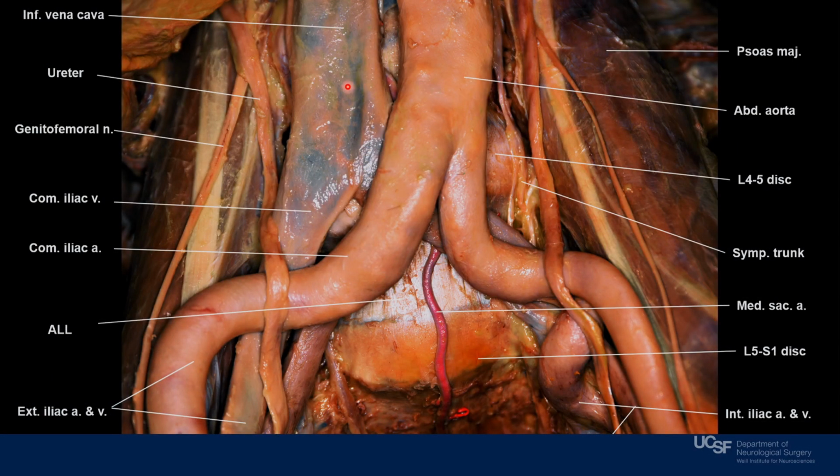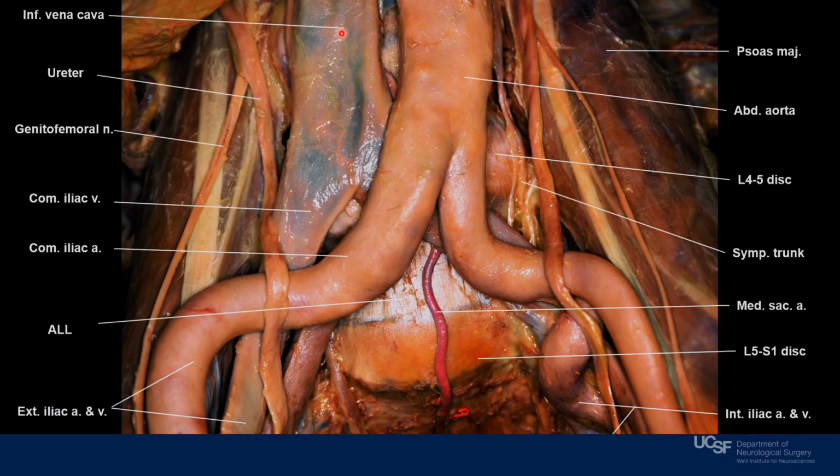This is an anterior view, right side, left side. We identify the abdominal aorta with a couple of its branches. Its bifurcation as a common iliac artery, right side and left side, and a medial sacral artery coming out of the abdominal aorta. The common iliac arteries are going to give off external and internal iliac arteries.